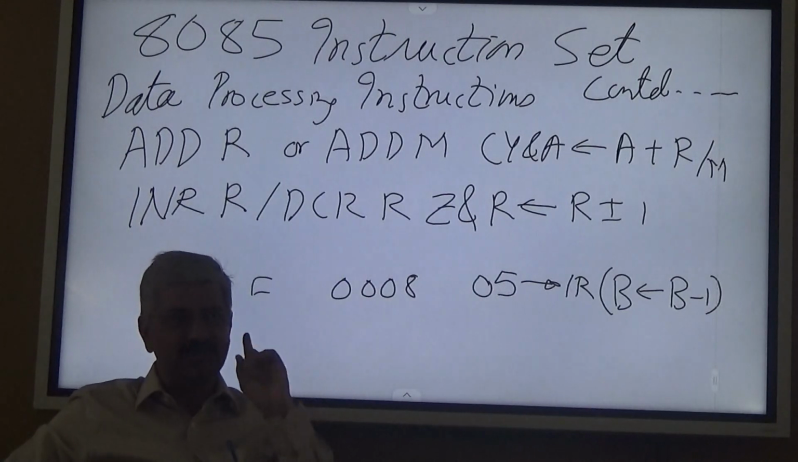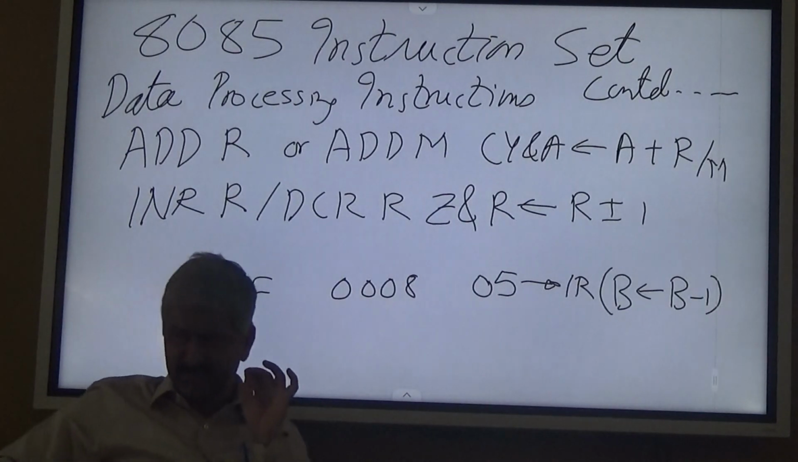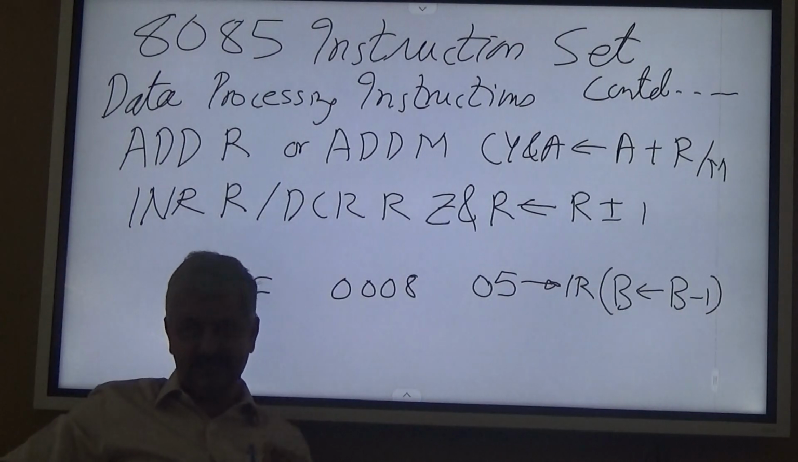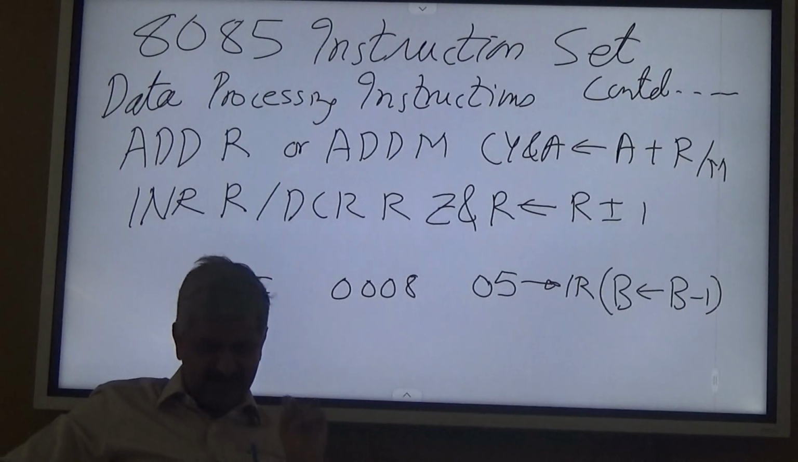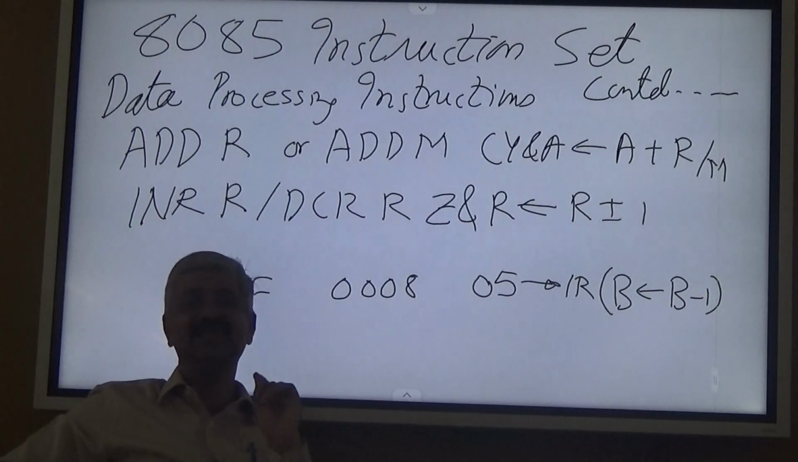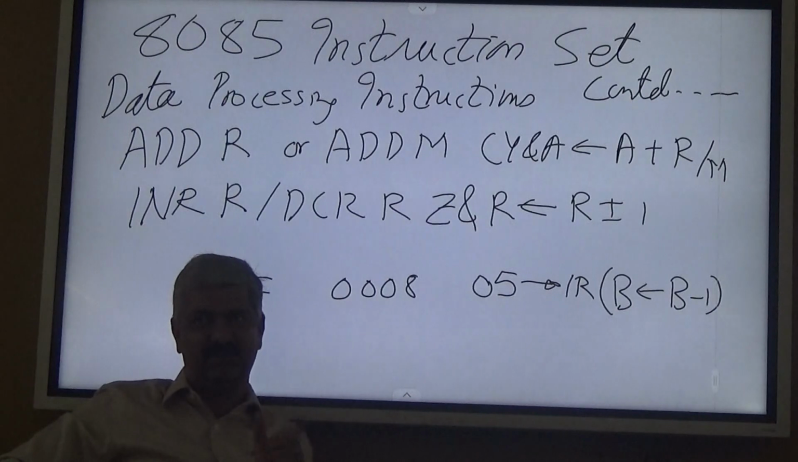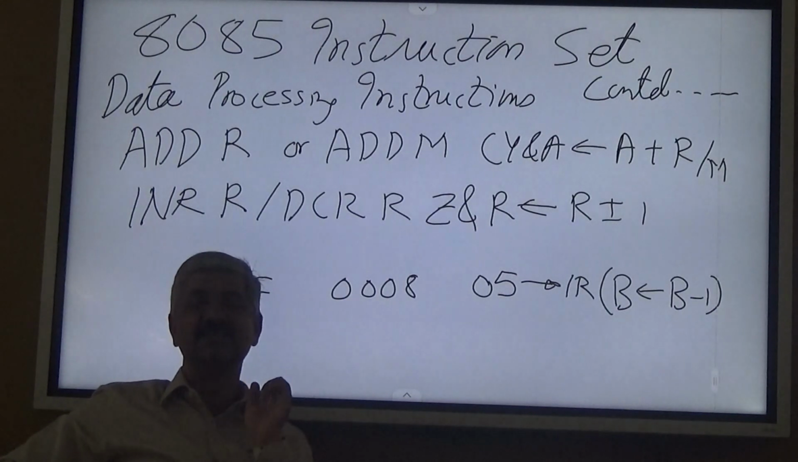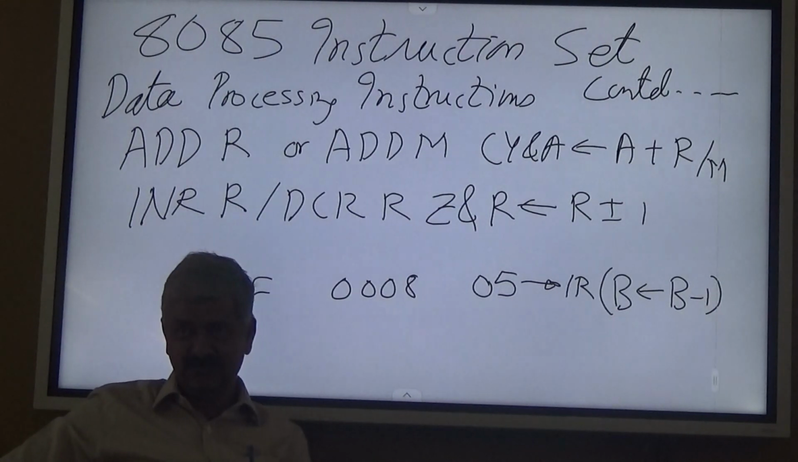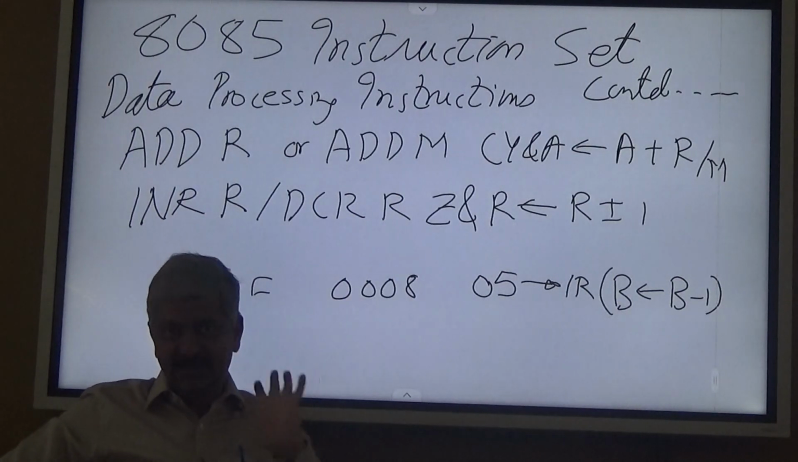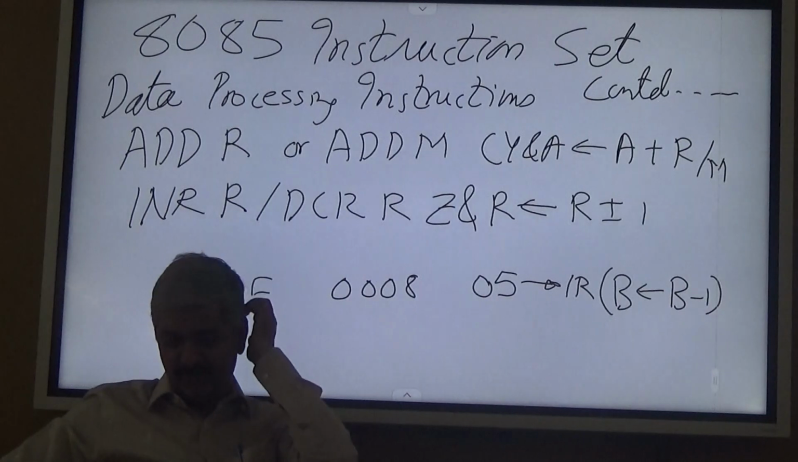Is it clear? So increment and decrement एकदम सोपा आहे. If result of the increment or decrement operation is 0, means the operand which is getting the increment or decrement will become 0, then zero flag is set, otherwise zero flag is reset. Is it okay? I hope it is quite clear. Increment or decrement instruction.